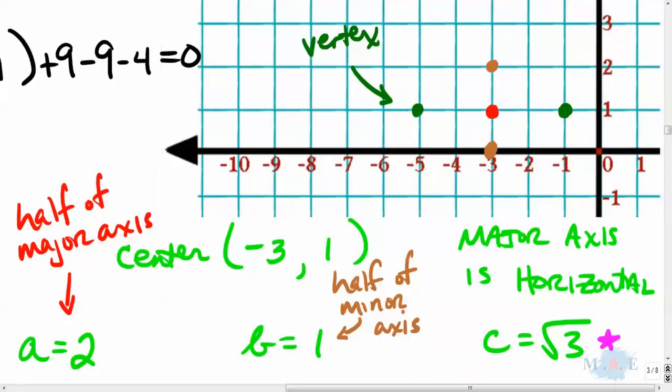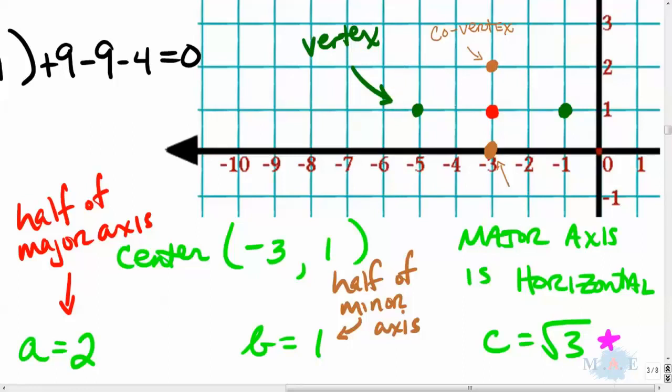Before I continue, I think it's worth mentioning here some new terminology. I don't think I mentioned these terms in the first video. These are called our co-vertices. So one of them is called a co-vertex, and this one is another co-vertex. These are the endpoints of the minor axis.